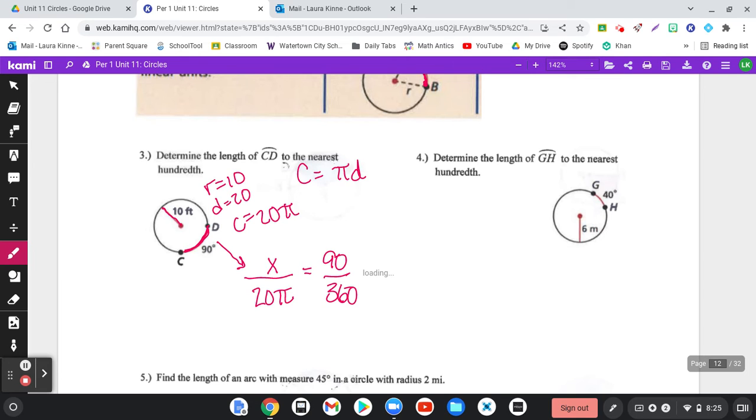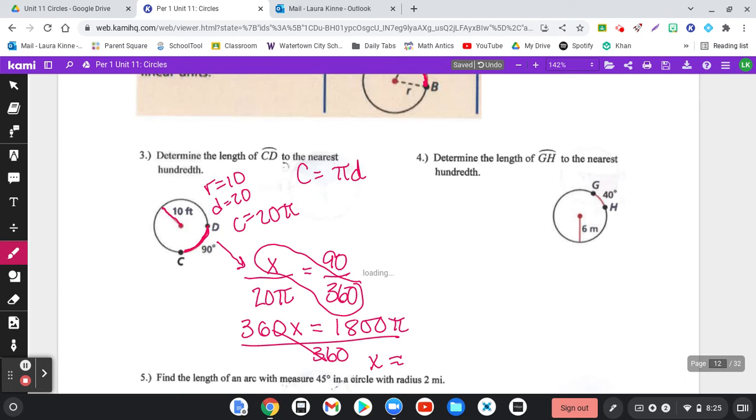which will work, but also, you need to be able to cross multiply too, because it doesn't always work out like that. Okay, so 360x equals 90 times 20 pi, so 1800 pi. Divide by 360. And it says to leave it rounded to the nearest hundredth. So it would be 5 pi, but if we type it in, it's going to be 15.71 feet. Not feet squared, because it's just the circumference.